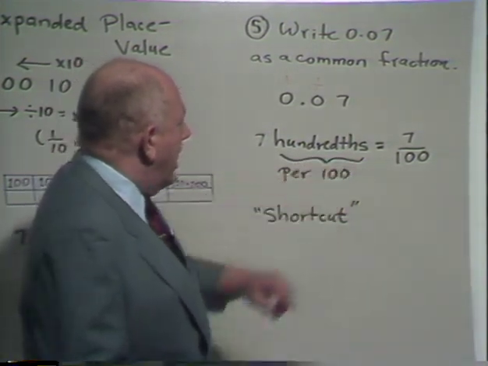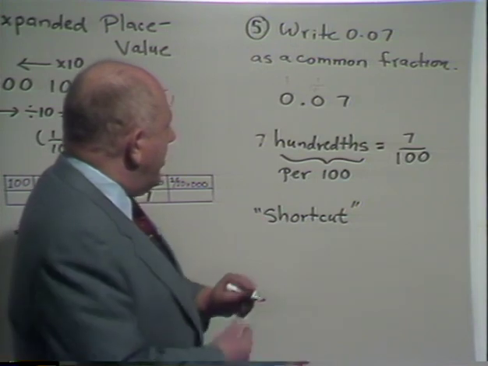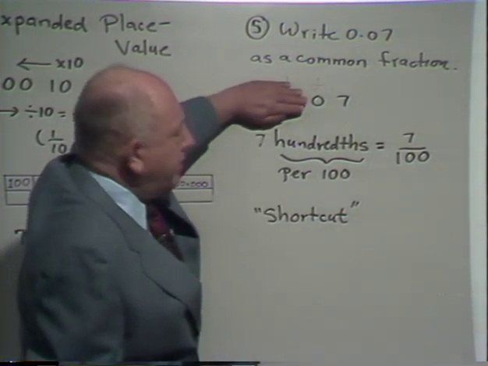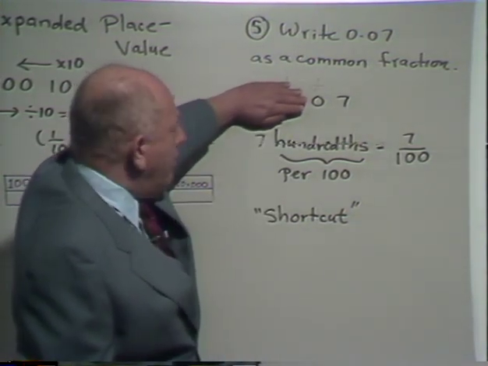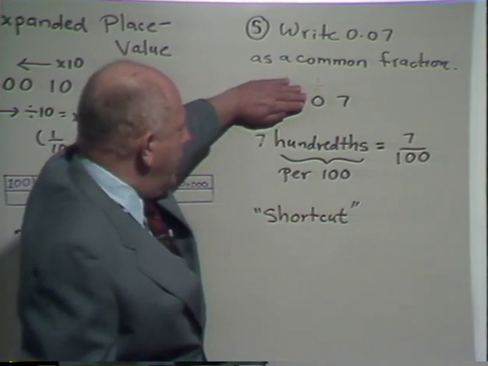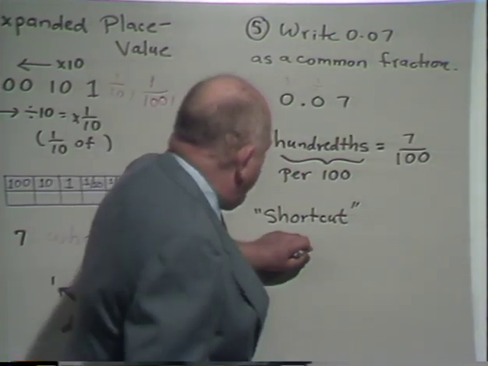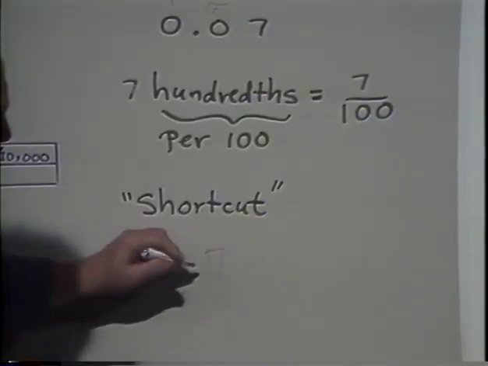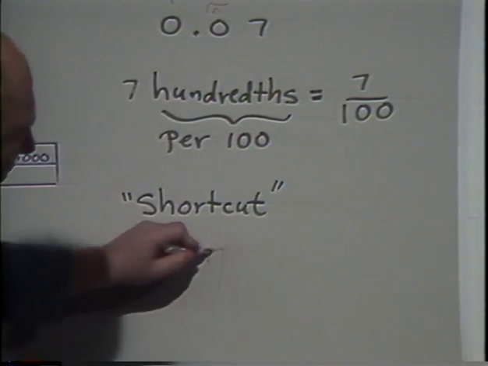And there is a shortcut for doing this. The shortcut is this. Pretend the decimal point isn't here. Without the decimal point, what would you see here? You would see just a 7. So that becomes your numerator. See, that's your adjective. That's your numerator.